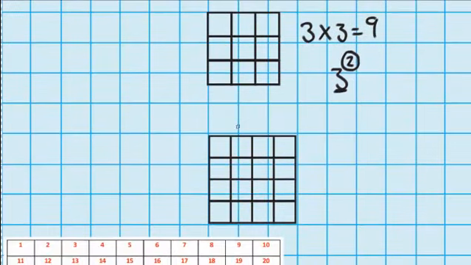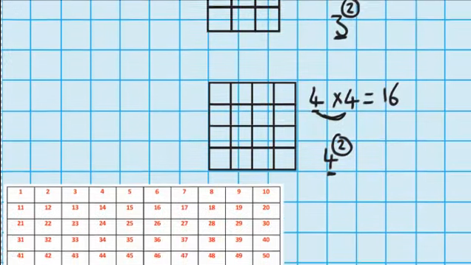Here's another tiling pattern, 4 tiles wide, 4 tiles high. So just like last time, I could do 4 times 4, which I know equals 16, or I could write 4 squared. And this 2 here, again, is telling me how many times I had to times this number by itself, which was twice.